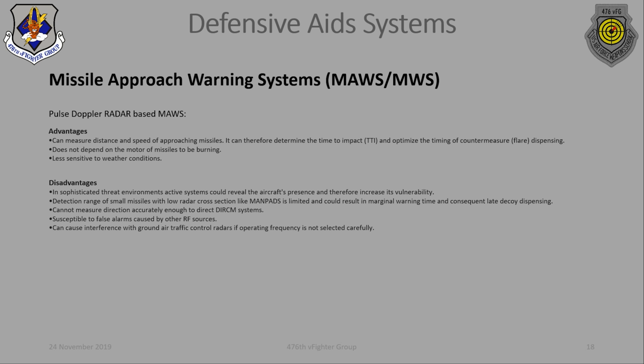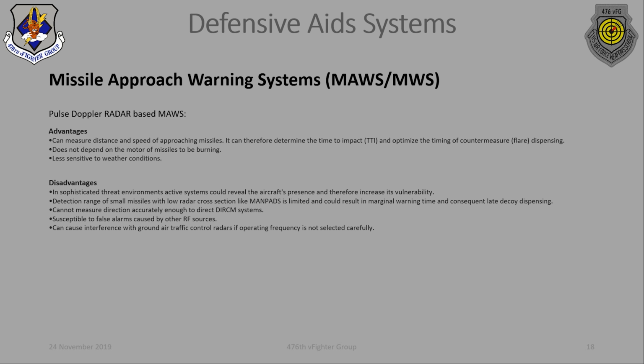Disadvantages, though: if you're in a modern symmetric threat environment, active radar banging out from the aircraft violates emission control principles, so it can aid in someone detecting your aircraft. And low radar cross-section weapons obviously have a shorter detection range than larger systems. So the smaller a missile is, the shorter its detection range.